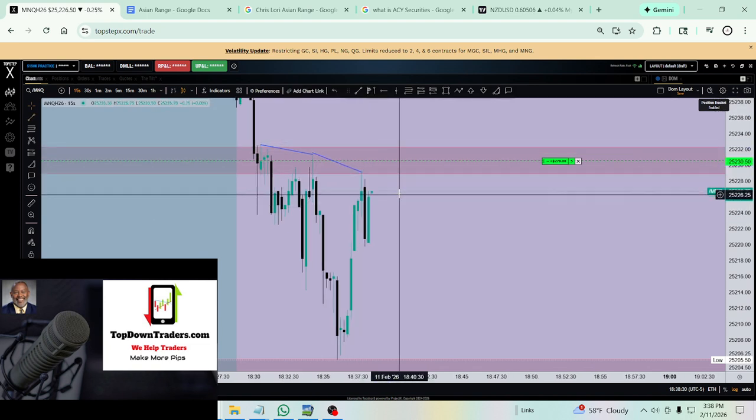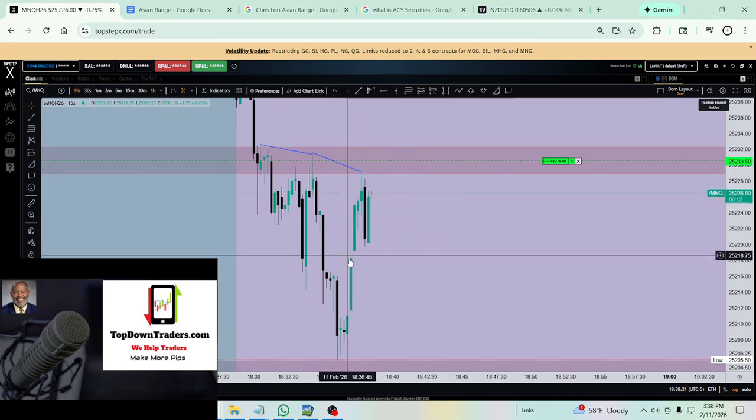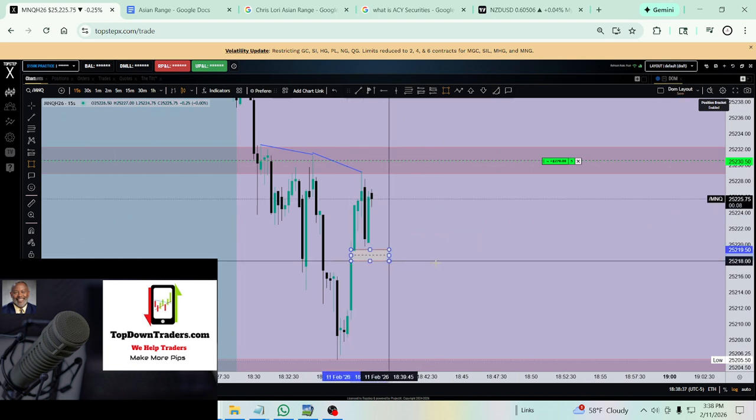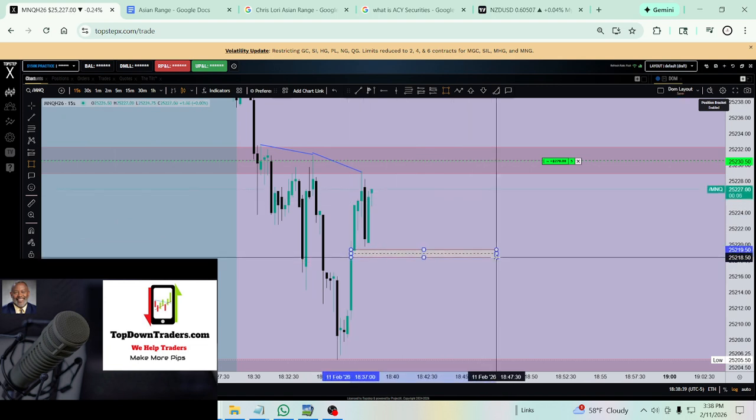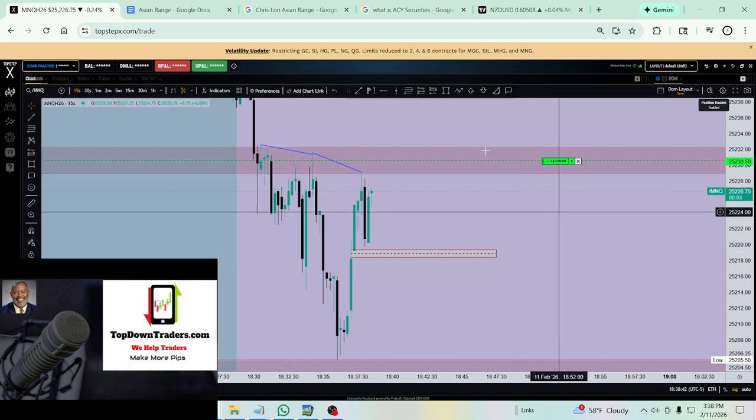But how long would that last? Because it can change in a heartbeat, right? You see how fast price moves. But we have a value imbalance that has not been filled, so price typically returns to that. I hope it does.